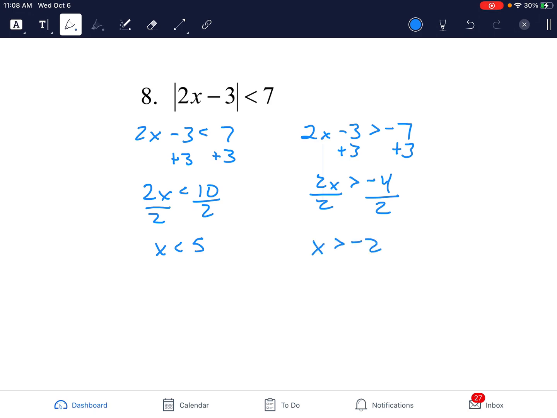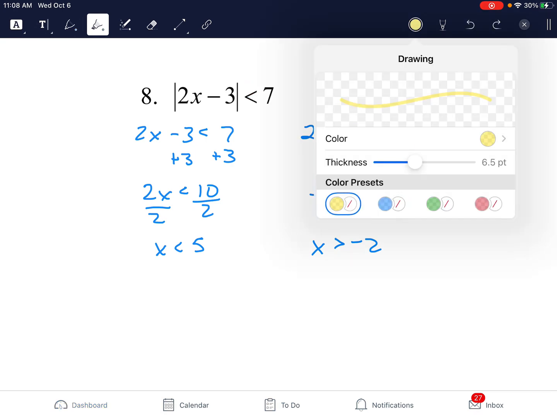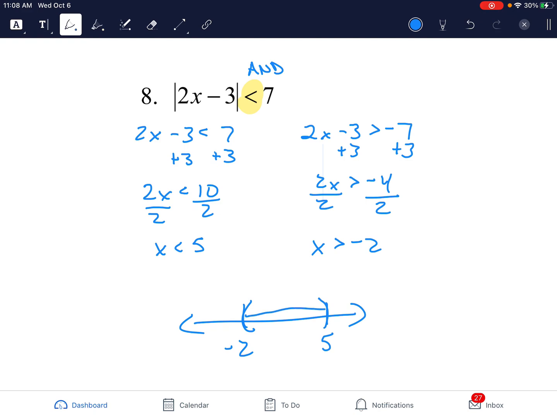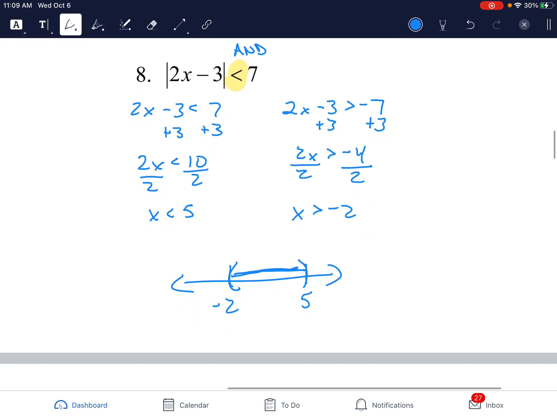All right, now if we look at our inequality sign here, make that yellow again. Okay, this is a less than, so it's an and question. So we have our graph. This is negative 2 with a parentheses and positive 5 with a parentheses. They're going towards each other, and that's good because they're overlapping for an and. So my interval notation is negative 2, comma 5 with parentheses on both.